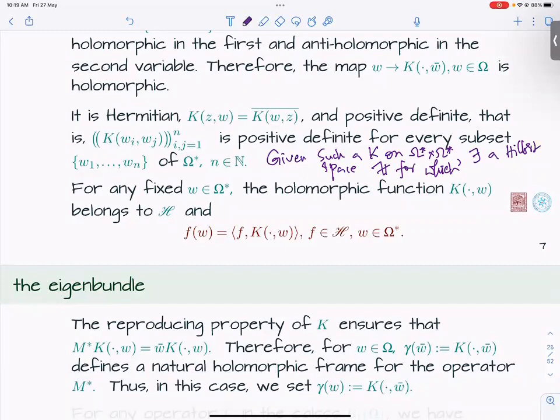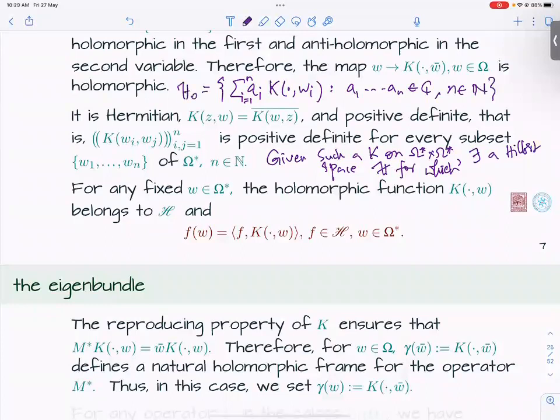You have to look at finite linear combinations. The Hilbert space is obtained by looking at the sums of a_i K(., w_i), with a1 through an belonging to the complex numbers, i equal to 1 to n, and n arbitrary. Call this H sub 0. Now you can put a natural inner product on this by saying that the inner product of two such vectors is summation a_i b_j bar K(w_j, w_i). This will not be a complete inner product space.